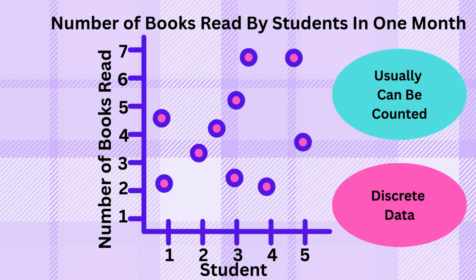Here's an example of a scatter plot with discrete data. Imagine we collected data on how many books each student in our class read last month. Each dot on our scatter plot would represent one student and how many books they read. The dots wouldn't be connected because each student's reading amount is separate and distinct from others.